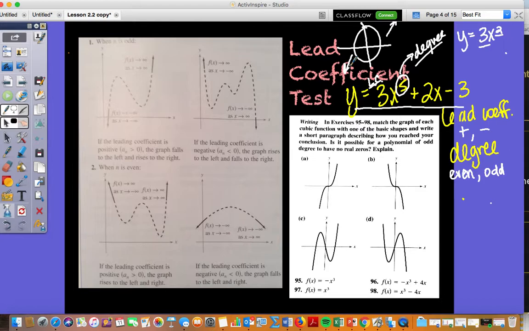Okay? You say, Coach, why is that? Because it's odd. It goes in opposite directions. When it is positive, think of this as like a positive slope. Does that make sense? So like rise right and fall left. Okay? Rise right and fall left. Cool. All right, so these are the 4 possibilities.